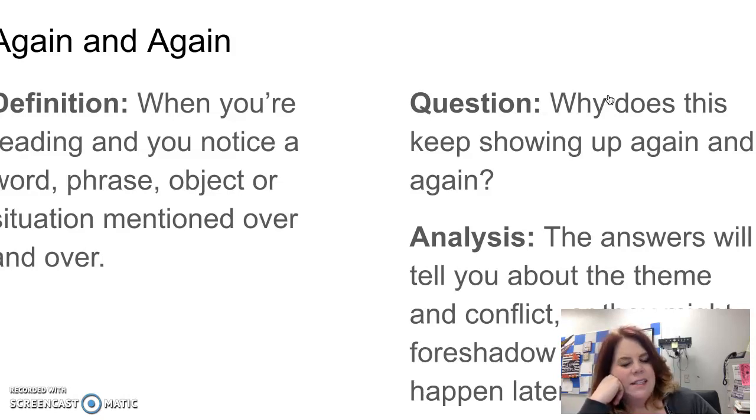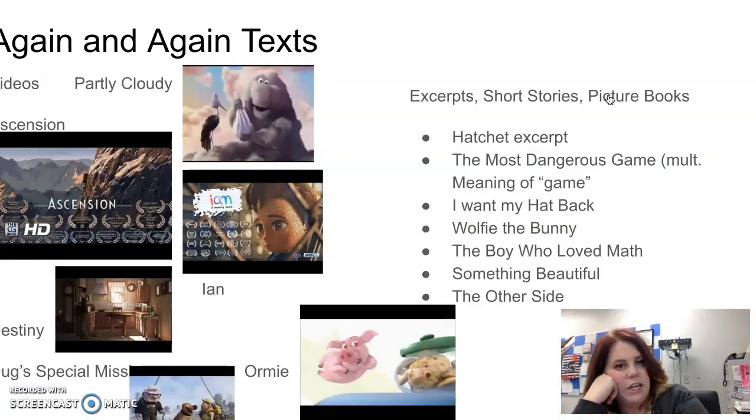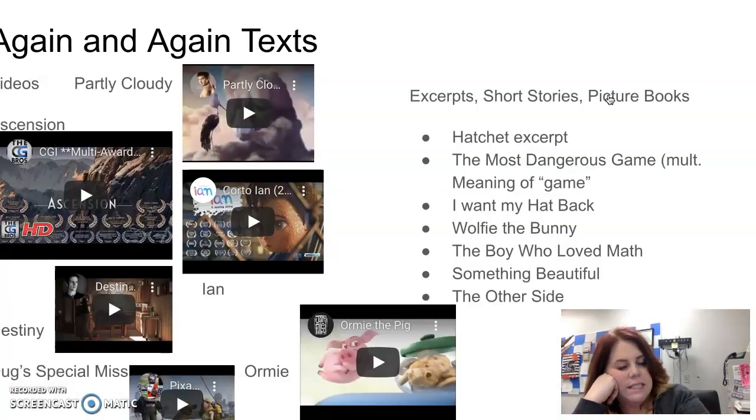And you may not always know, especially at the beginning of the novel. You're like, this is coming up, I don't know what it means yet, but you're going to notice it and notate it down. This thing keeps coming up. I don't know what it means. But it's going to tell you either about the theme or the conflict. It also might be foreshadowing something that will happen later. So that's again and again. Here's an example of again and again that you can read later, and then here are some video texts.